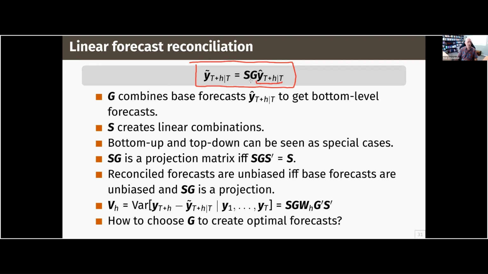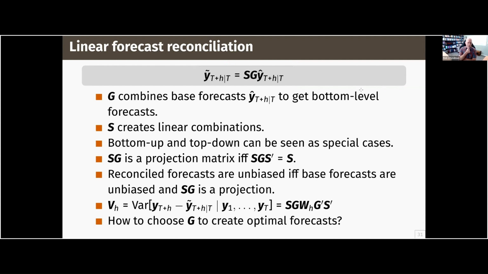G is going to combine them to get bottom level forecasts. So G is going to be some kind of combination, and then S is going to add them all up. Bottom up and top down can be seen as special cases. But think about it more generally, beyond bottom up and top down. G could be anything.